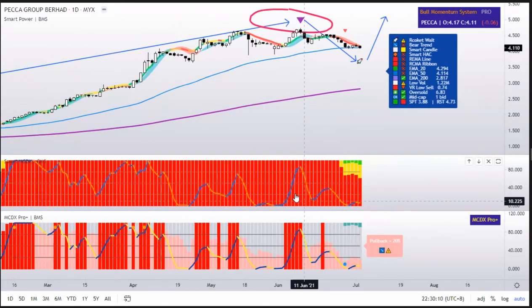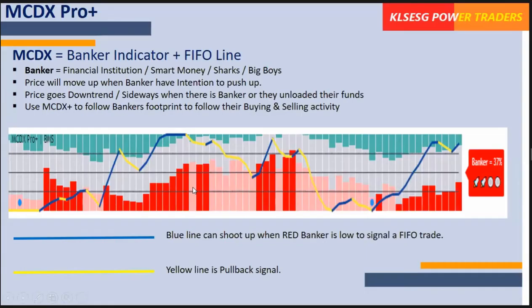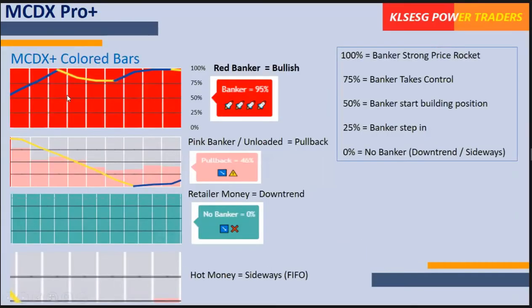So the MCDX is to detect the bankers. If we see red color bars, we have detected bankers. We know that price can only push up when there's a banker. The bankers are not really bankers; people have financial funds. Funds will pump into the stock, then the price can push up. So basically, the MCDX detects the volume and the price. If there's volume and the price increases, then the red bar will increase. It measures by percentage, from 0 to 100%.